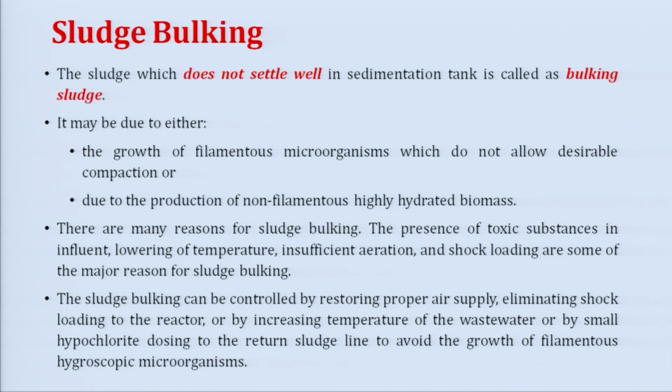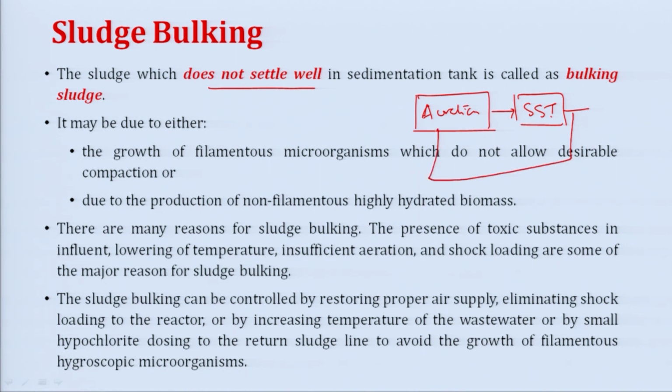So, what exactly is sludge bulking? It is the sludge which does not settle well in the sedimentation tank. In the activated sludge process, we have the aeration tank here, followed by the SST, where a part of the sludge will be returned, the effluent is here, here will be wastage sludge. When the sludge is not settling properly in the sedimentation tank, this problem of sludge bulking occurs.